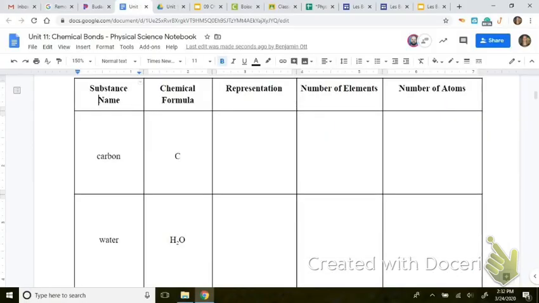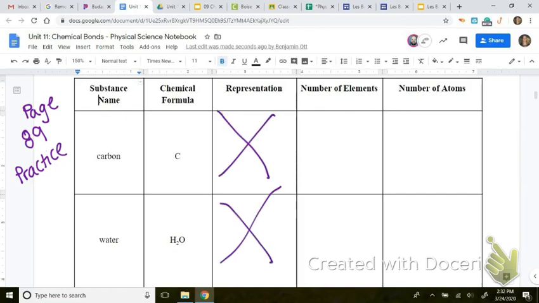All right, so here we're going to turn to page 89. So this is page 89 in your notebook, and we're going to do practice. We'll do the first 2 together with you, and I'll have you do the rest of them as practice. So when we're looking here, first thing, cross out that representation column. That's a little bit easier to explain in person, so we're just going to cross that one out.